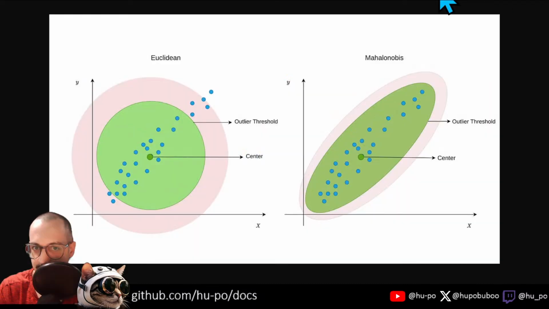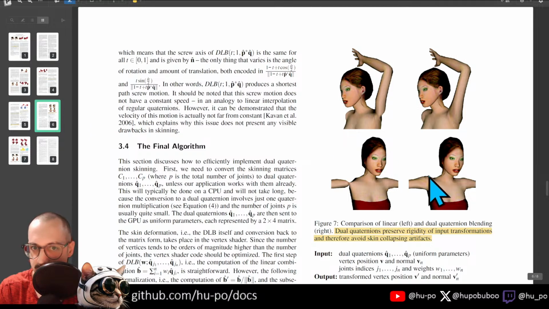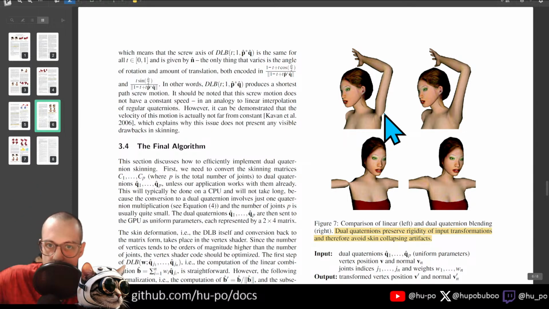So the kind of classic stuff here is such as this one here. This is a paper that we'll look at in a second. But you can see here, sometimes in old video games, you'll see this, like you see how this shoulder, when you do this double rotation of just going like this and then this, the vertices of that kind of warp in a weird way, right?